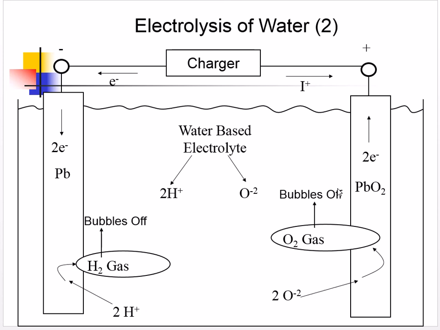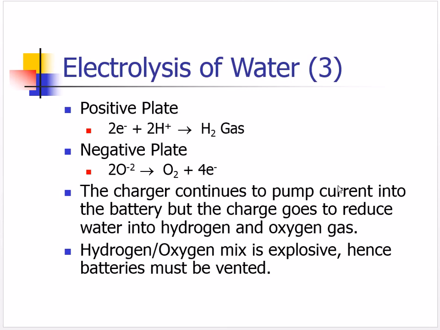And so this is the electrolysis of water. And I've got it here. The positive plates give off hydrogen gas, and the negative plates give off oxygen gas. So you keep thinking you're pumping more and more current into the batteries, but all you're doing is creating oxygen and hydrogen gas.